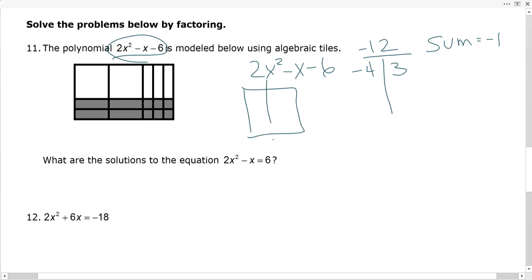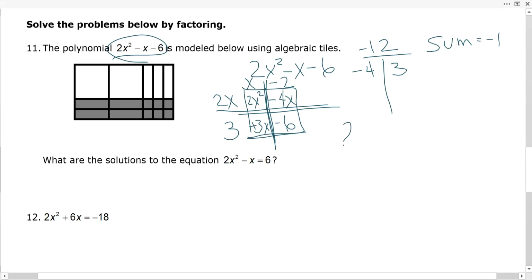So I've got my box. 2x squared goes in the top left. Minus 6 goes in the bottom right. I replace my -x with minus 4x plus 3x. Greatest common factor in the top row is 2x. Greatest common factor in the bottom row is 3. Greatest common factor in the left column is x. Greatest common factor in the right column is -2.